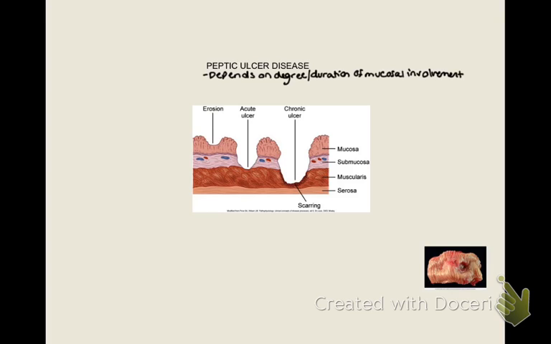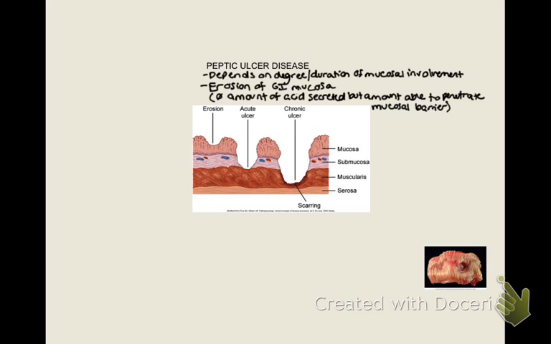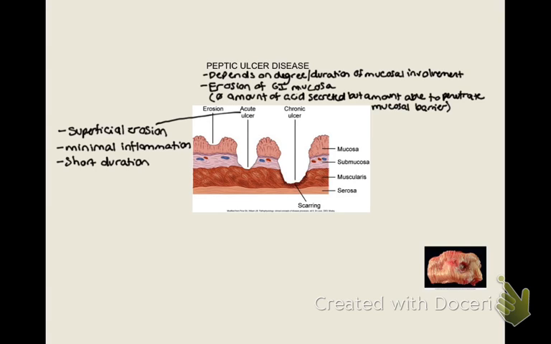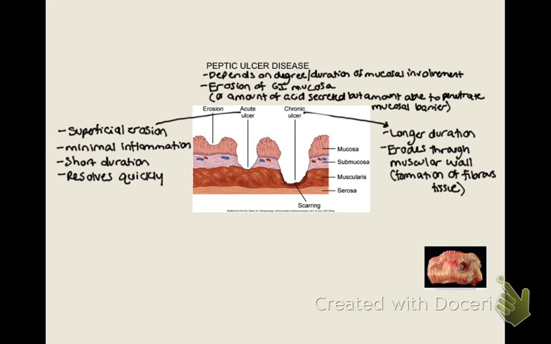So, peptic ulcer disease depends on degree, duration of mucosal involvement. It's the erosion of the mucosa. And it doesn't matter the amount of acid that's actually secreted, it's the amount of acid that's penetrating into the layers. So your acute is going to be your superficial erosion. Minimal inflammation. Short duration. Resolves quickly. Then your chronic ulcer is going to be longer in duration. And it erodes through your muscular wall, and you have the formation of the scar or fibrous tissue. And the chronic ulcers can last months to a lifetime with remissions.